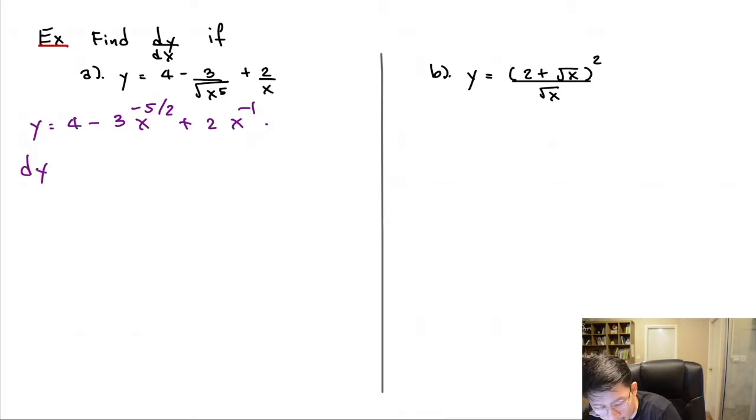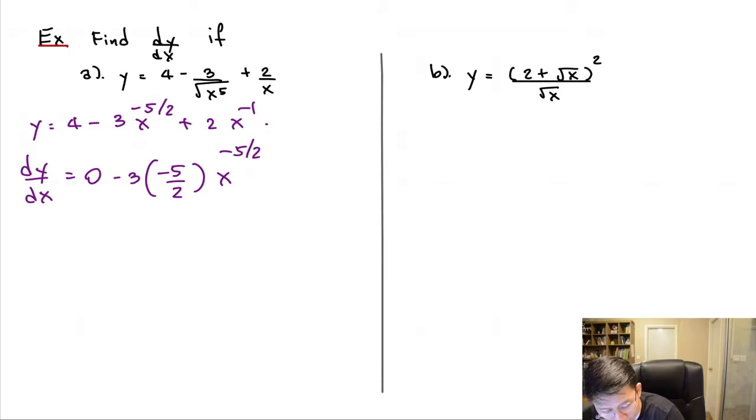dy by dx is 0, right? The derivative of 4, which is a constant, is 0. And then you get, what is it? Minus 3 times minus 5 divided by 2. x to the power of minus 5 divided by 2 minus 1.